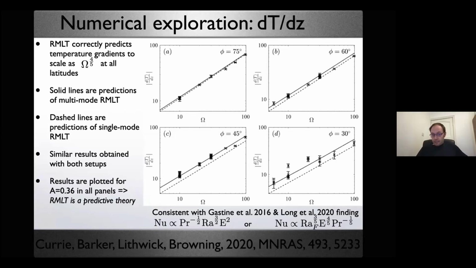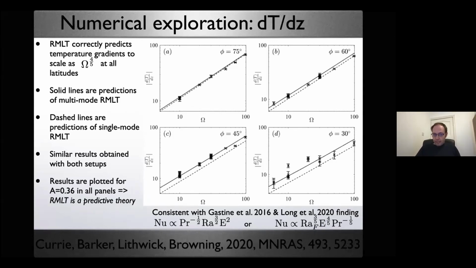And the first thing you can see is that at each latitude, the mixing length theory prediction that the temperature gradient scales as omega to the 4/5 also holds, even at different latitudes. There are a few outliers here, which we believe is due to zonal flows, but most of the points are consistent with the same omega to the 4/5 scaling applying in the tilted cases as well.